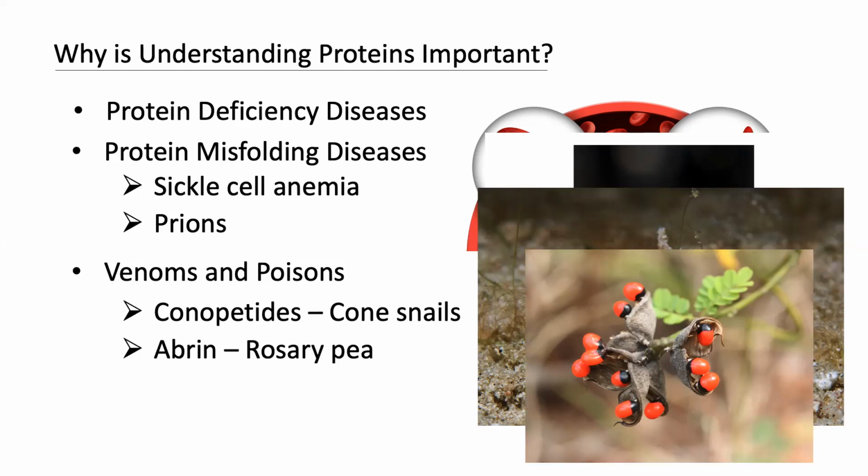Abrin is a poison. It's a poison that's found in rosary pea seeds, and it's highly toxic. Abrin is a protein. It inhibits ribosome function. Ribosomes are what create proteins, what actually make the proteins. And so this causes the cessation of protein formation and eventually, of course, death if the dosage is high enough. Because if your body can't make proteins, it can't survive for very long.